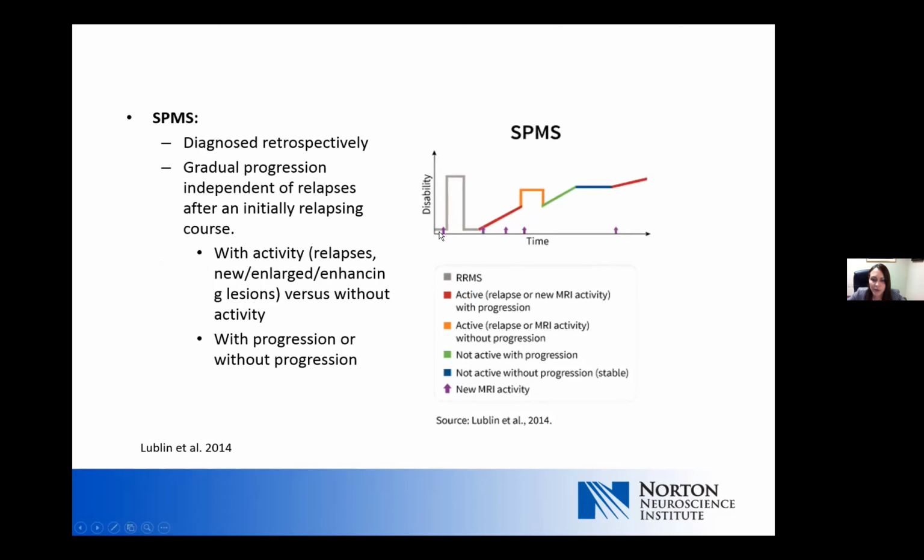In secondary progressive MS, patients have an initial relapsing course, so they'll have no change in their disability in between relapses, but then over time, they'll start to develop some progression that's independent of relapses. So they'll start to have worsening disability or new neurological symptoms that become worse in between their relapses. Which is the definition of progression. And they can continue to have MRI activity that's independent of that as well.